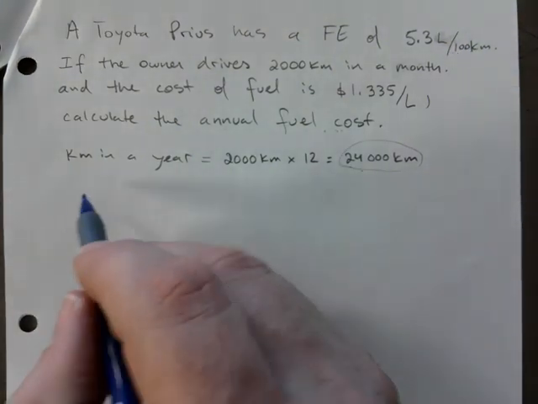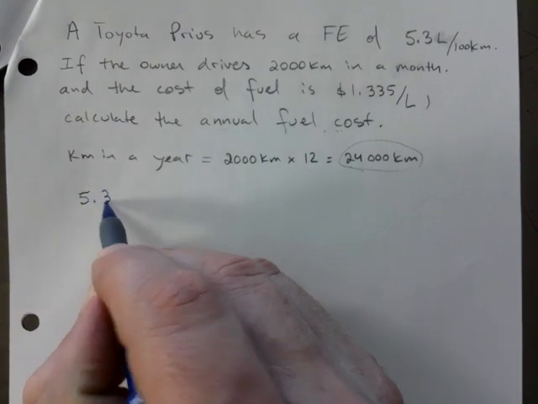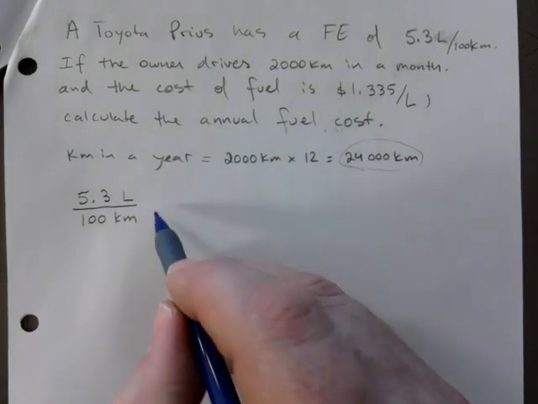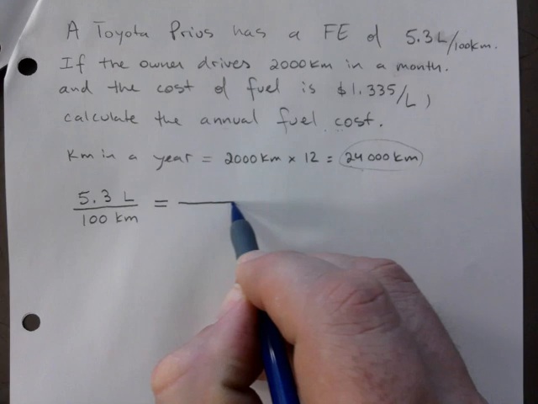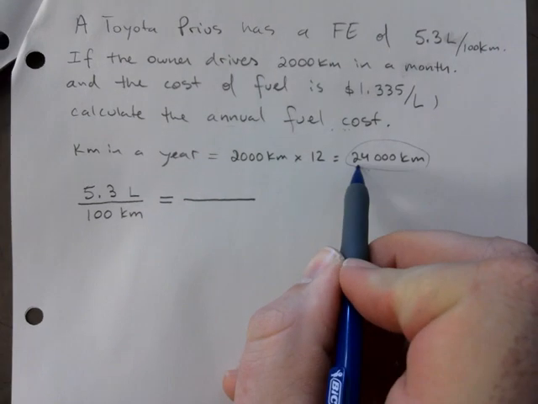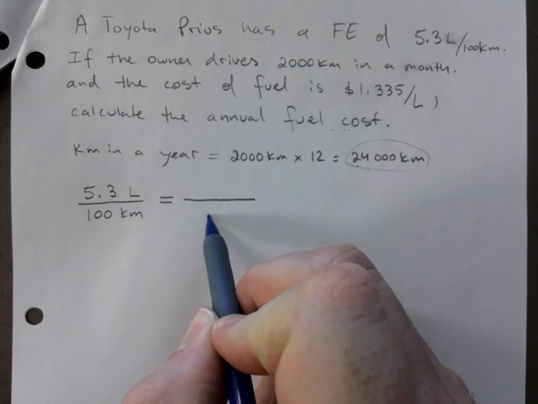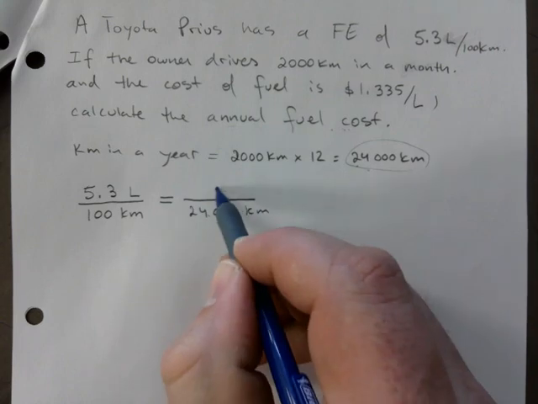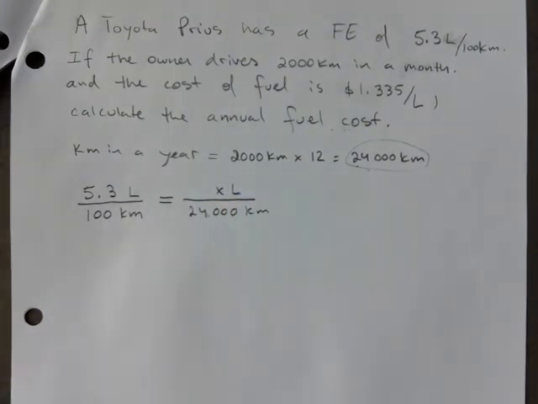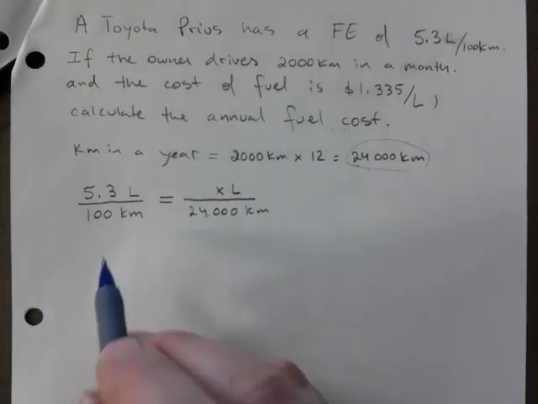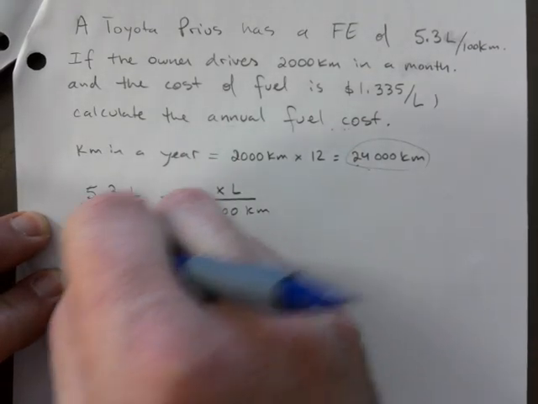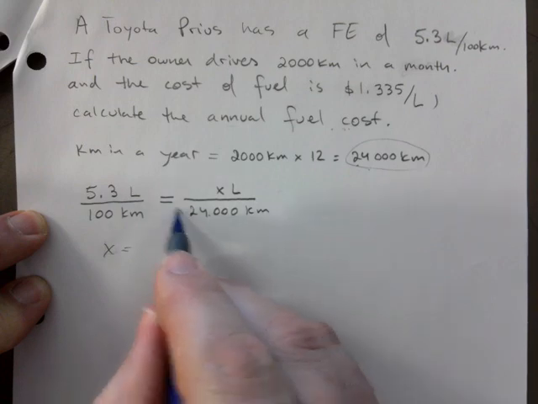Okay? So we're gonna say if you use 5.3 liters for every 100 kilometers you drive, what's gonna go on the other side? Where's the 24,000 gonna go? Down here, right? Then for 24,000 kilometers, how many liters will I need to fuel up, right? You need to first figure out how many liters I even need. That's always the first step before figuring out the cost. So X is, right, you cross multiply and divide.